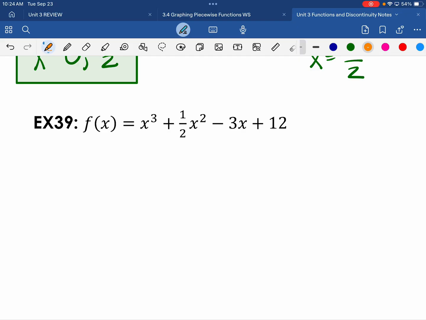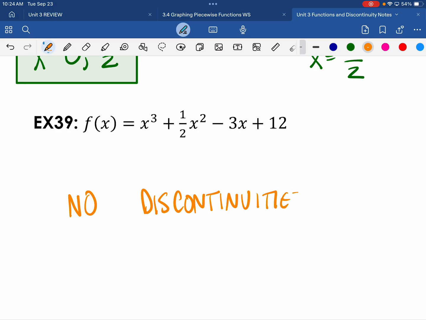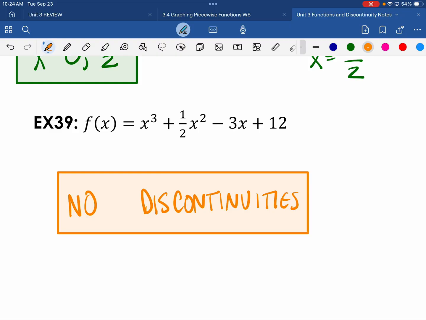So since it's not a piecewise, you're not getting any jumps. And since it's not a rational or a fraction with x on the bottom, you're not getting any holes or vertical asymptotes. So since you don't have any jumps, holes, or vertical asymptotes, do you have any discontinuities? No, so no discontinuities. You can also put continuous instead of writing no discontinuities. If you see the word continuous, that's the same thing.